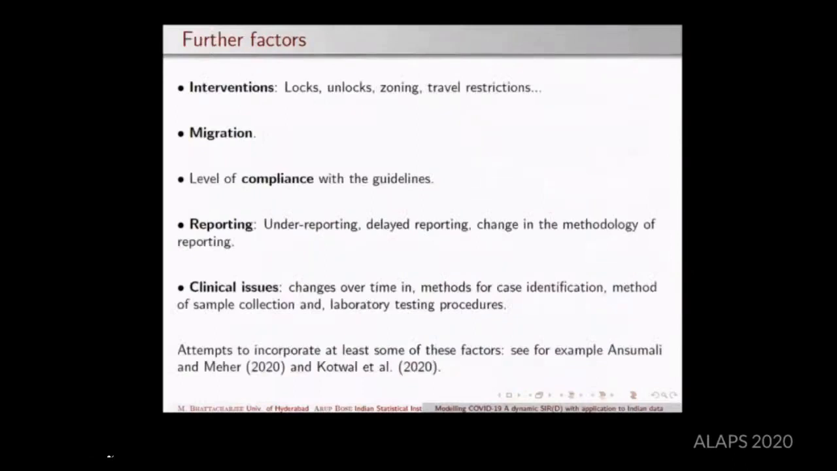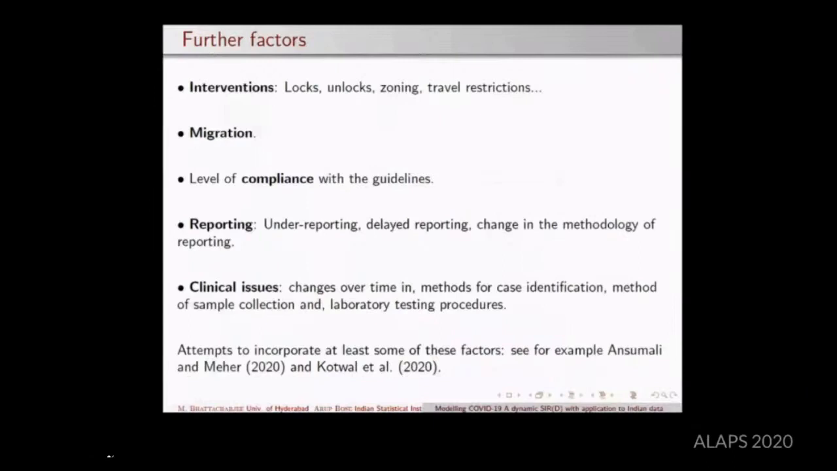And there are, of course, further factors which influence an epidemic like COVID. For example, we have locks, unlocks, zoning and travel restrictions. We have all encountered these things in India. And there is migration. There has been a lot of talk about whether the spread of the epidemic was affected by the migration that happened in mid-June, July, around that time. And then the level of compliance with the guidelines. Different states and regions have tried to implement these locks, zoning or travel restrictions to their best possible ability, but the compliance from the public and other authorities has not been uniform.